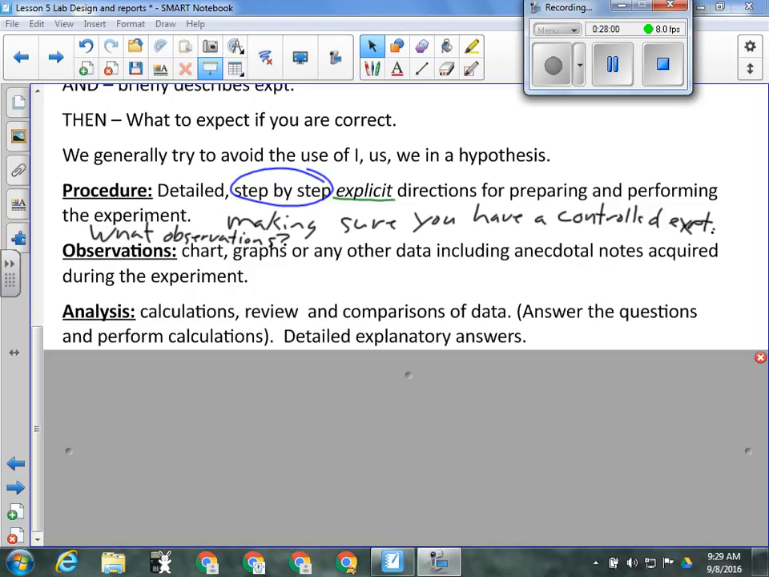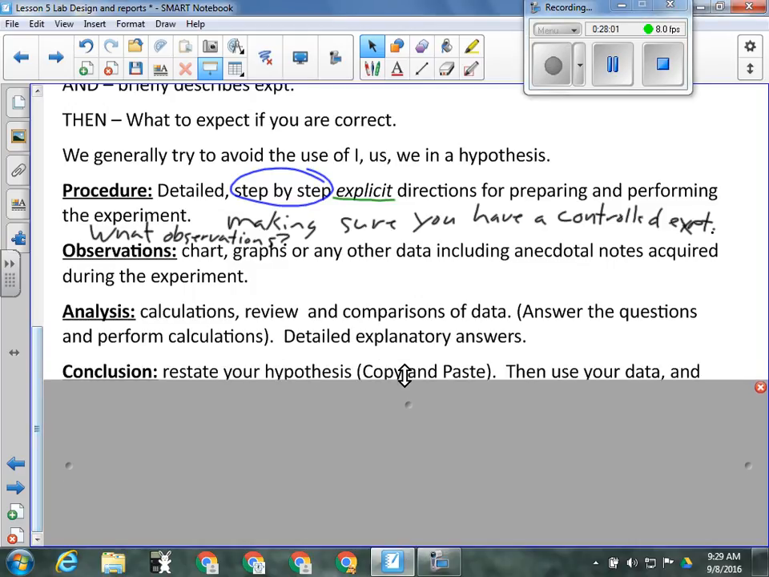Okay, so now I got to come up with a conclusion. First thing I do in my conclusion is I restate my hypothesis. So that's easy. Copy and paste it. Just go back up to the hypothesis, copy, paste, bring it back down to here. Then I use my data and my analysis to explain whether or not I can accept it or reject it.